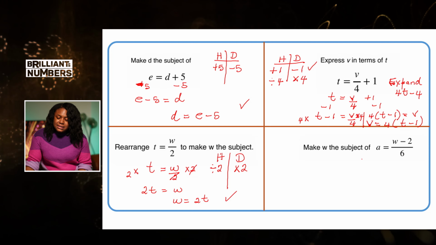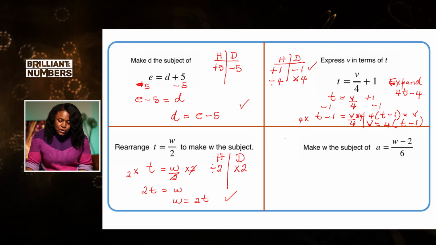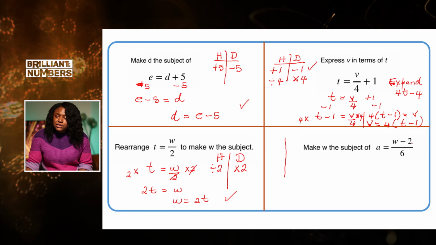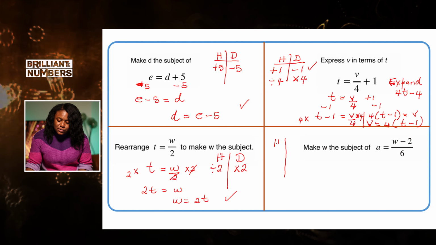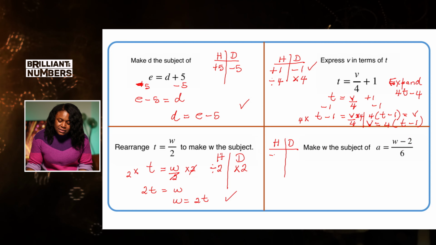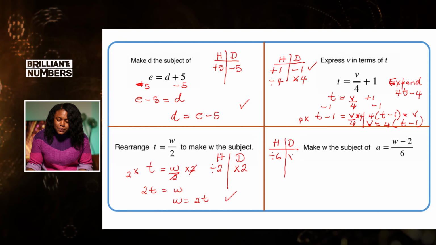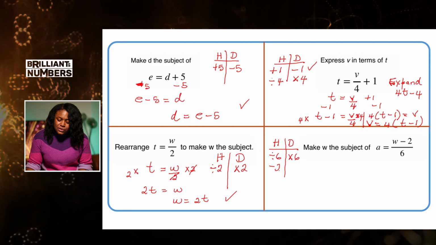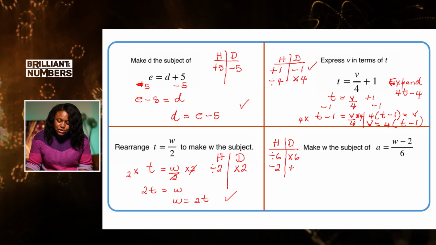Make w the subject. So we've got a equal to w minus 2 divided by 6. I'm going to write what I have and what I need to do. I have a division by 6, so I'm going to do a multiplication by 6. I also have a minus 2, so I'm going to need to do an addition of 2.